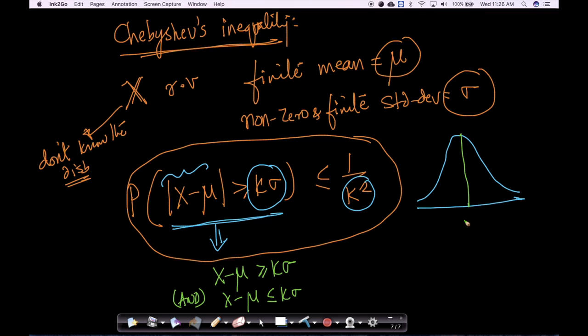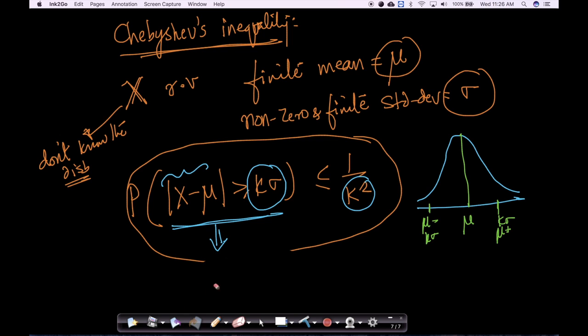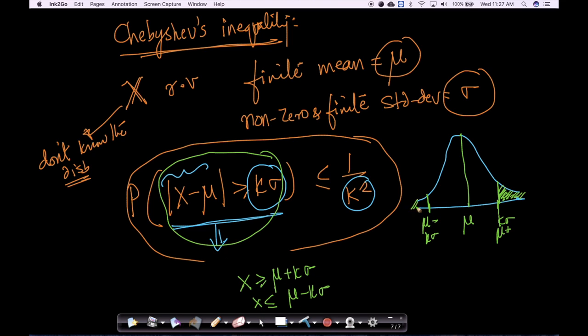So if this is your mu, and this is mu plus k sigma, and let's say this is mu minus k sigma. There is an easier way to write this. What this literally means is, if you look at the area, the probability of finding a value which is greater than mu plus k sigma. So here X is greater than or equal to mu plus k sigma, which means this region, or your X is less than or equal to mu minus k sigma, this region.